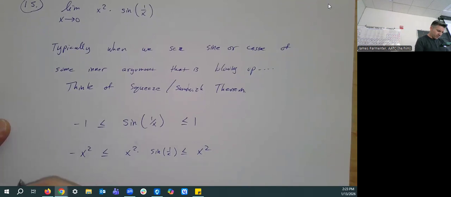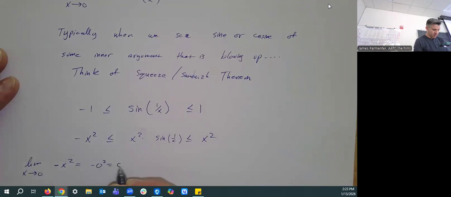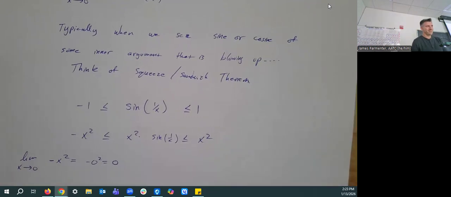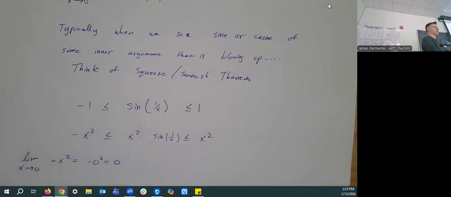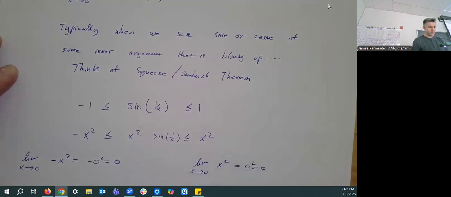So the limit as x approaches 0 of -x squared. Again, we can just plug it in and get -0 squared, which is still 0. Fun fact, 0 is the only number that's its own negative, or stated another way, 0 is the only number that isn't positive or negative. Only real number, because imaginary numbers don't really have a sense of positivity or negativity, but we're not talking about imaginary numbers. On the other side, the limit as x approaches 0 of x squared is also 0.